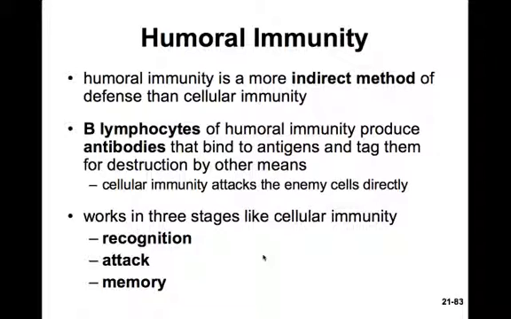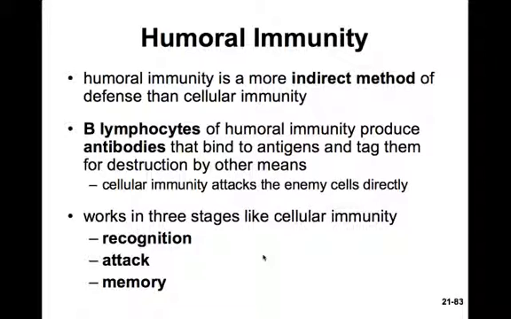We covered cellular immunity, where cells that contain pathogens are attacked directly. And now we're looking at humoral immunity, where we have a more indirect attack. In this case, B lymphocytes produce antibodies. So humoral immunity is mediated by B lymphocytes. The antibodies will bind to antigens that are found floating around in the blood and tag them for destruction by other means. Whereas cellular immunity attacks the enemy cells directly.